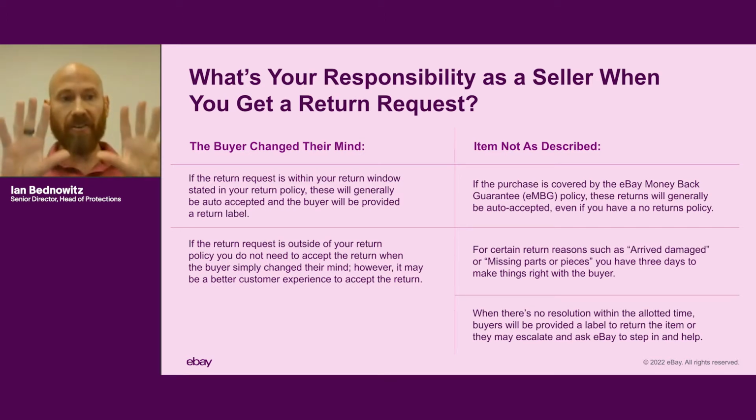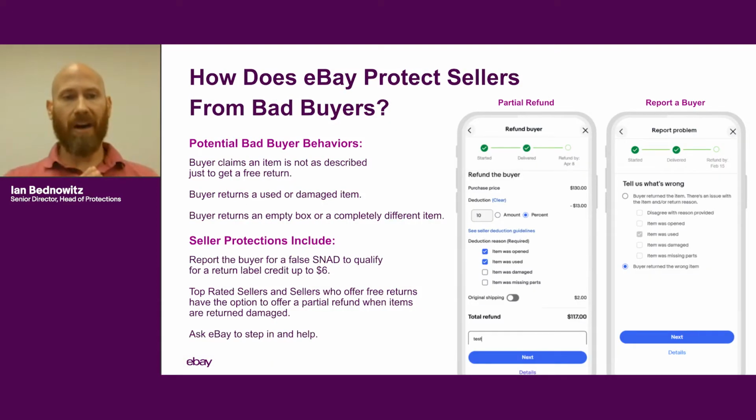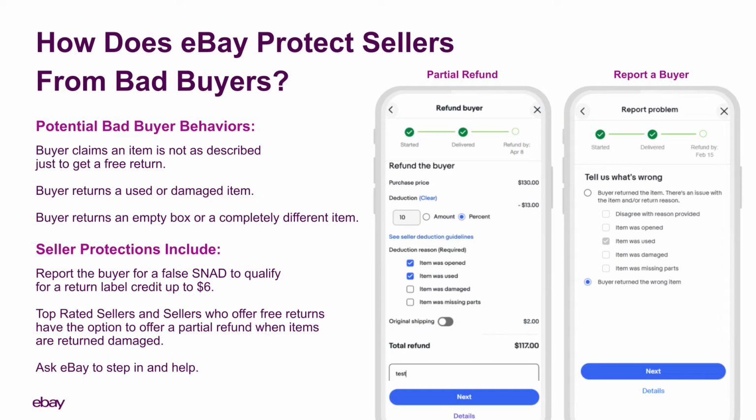That's the basics. Now let's talk about bad buyers on the next slide. So what are bad buyers and potential bad buyer behaviors? They come in 3 primary flavors. Now there are other flavors out there, but these are some of the most common ones. Something we call a false SNAD, which is where a buyer says an item isn't as described when in fact it really is just a remorse return.